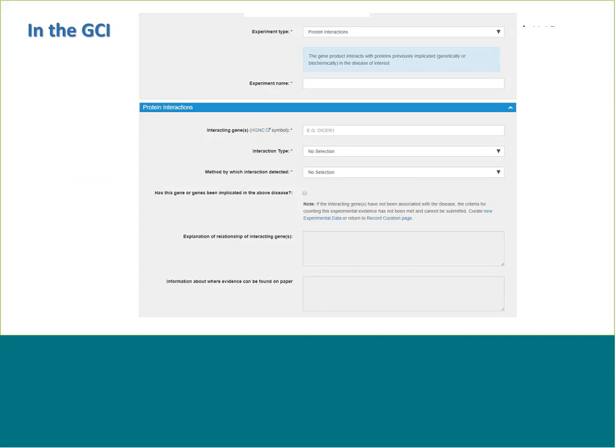And since we're mentioning the GCI, of course, this is just what it would look like for the protein interaction section. So just putting your experiment name and then the interacting genes, like Jen had mentioned, interaction type, whether it's physical, biochemical, genetic, and then methods, and then just outlining more information. So the relationship of the interacting genes and information, where the information can be found in the paper. So again, the GCI is really nice in that it just walks you through all of the information that you need to give.